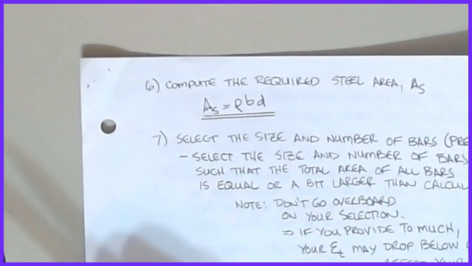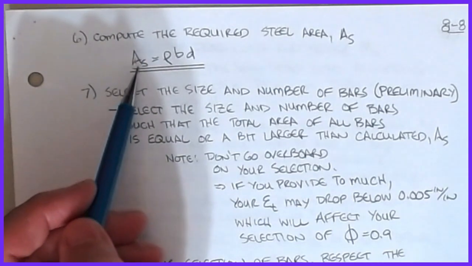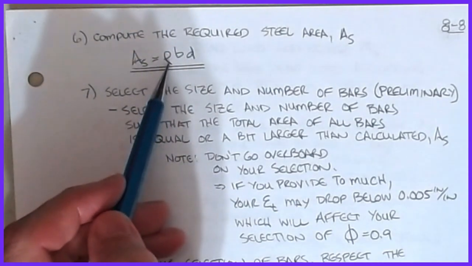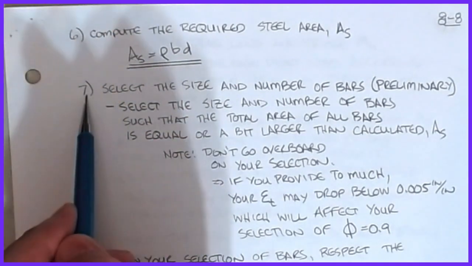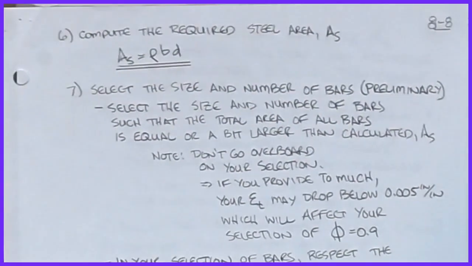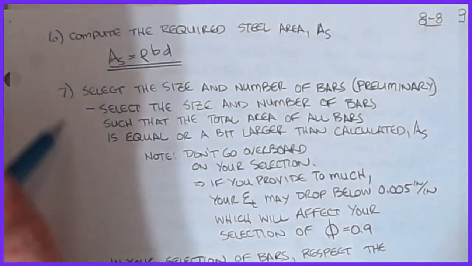Okay, once you have B and D selected, now I can compute the required area of steel. And I'll have my area of steel associated with the row that we chose, artificially multiplied by B and D. And now we're up to step 7. Now, if you recall, in the video before that, this is where both methods, design 1 and design 2, will start to follow through.